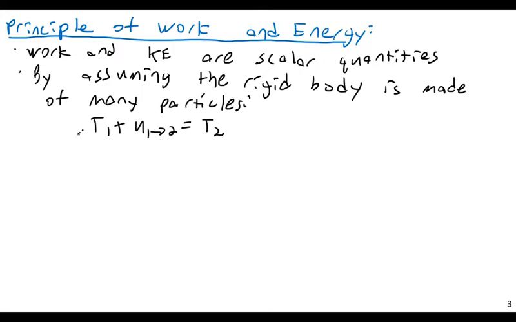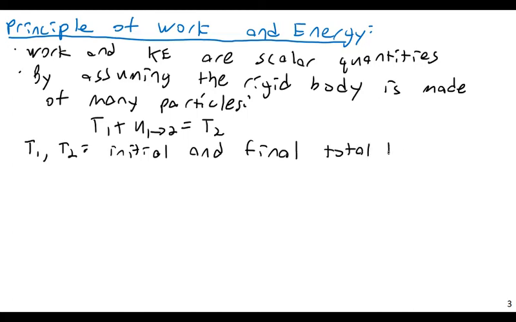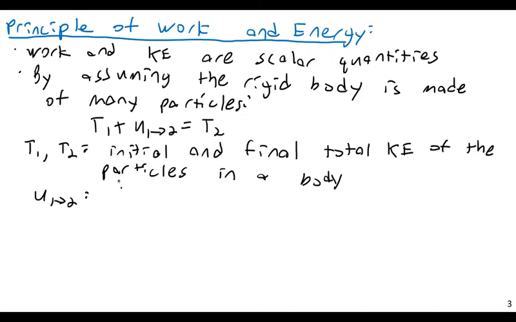Where again, T1 and T2 are the initial and final total kinetic energy of the particles of a body, and U from 1 to 2 is the total work of internal and external forces acting on the body.